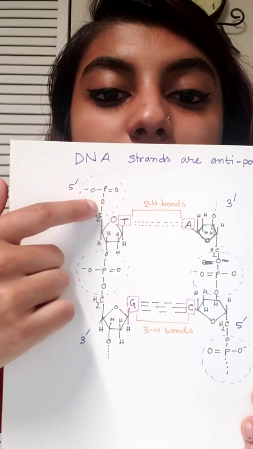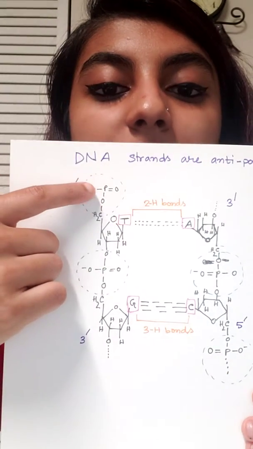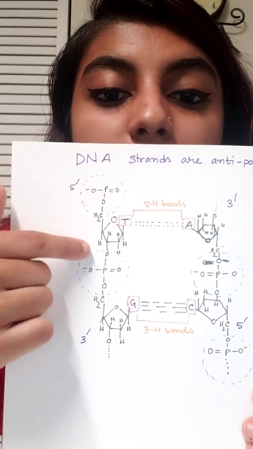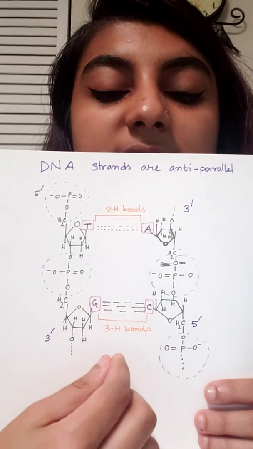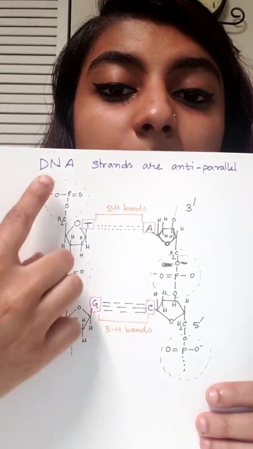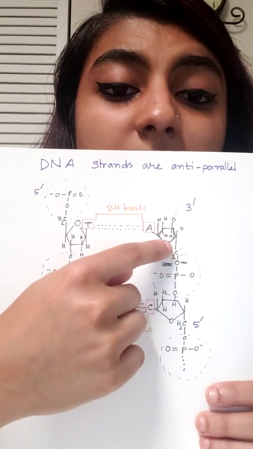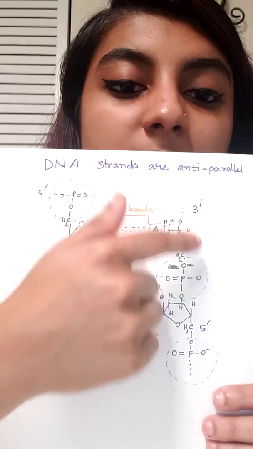The phosphate group and the sugar are attached to each other through a phosphodiester bond, and this is how the backbone or the phosphate backbone of DNA is formed. How do we determine if it's antiparallel? The 5' carbon of the sugar is facing upwards in this strand, and the 5' carbon of the sugar is facing downwards in this strand. So this is the 5' to 3' strand, and this is the 3' to 5' strand.